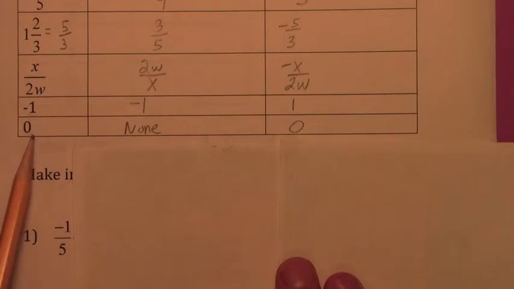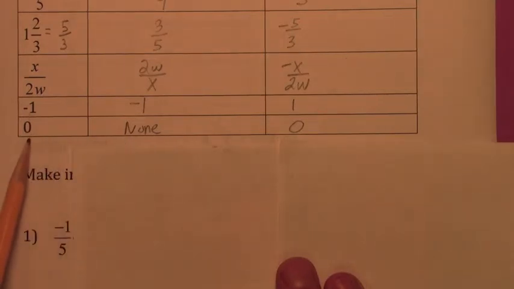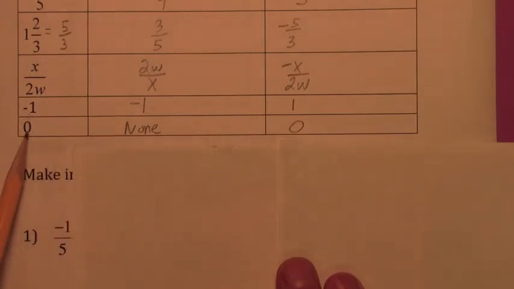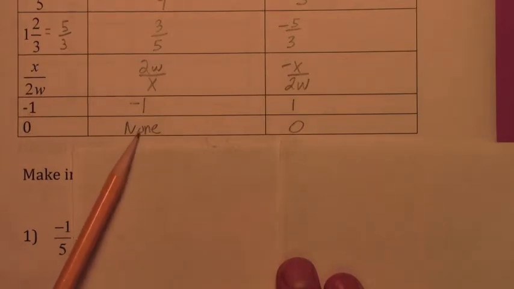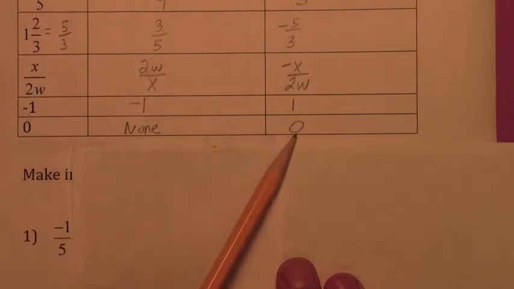How come 0 doesn't have a reciprocal or a multiplicative inverse? You know why? Because 1 over 0 is undefined, right? Remember, 0 is 0 over 1, so 1 over 0 will be undefined. 0 does not have a reciprocal. Every other number does. 0 is kind of weird because it doesn't have a reciprocal, but it does have an opposite. In fact, it's its own opposite, right? Negative 0 equals 0.